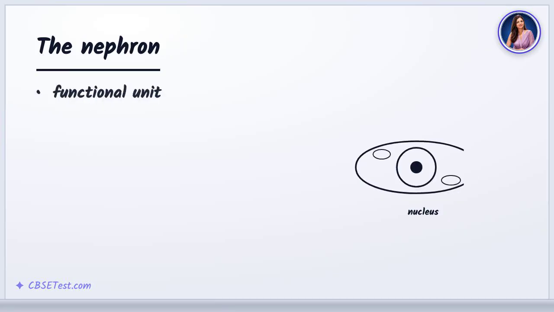The nephron is the functional unit of the kidney. Each has a glomerulus where blood is filtered and a tubule that processes the filtrate into urine.